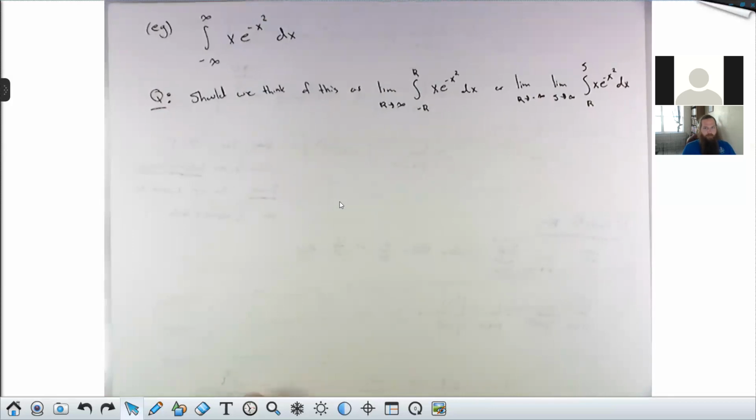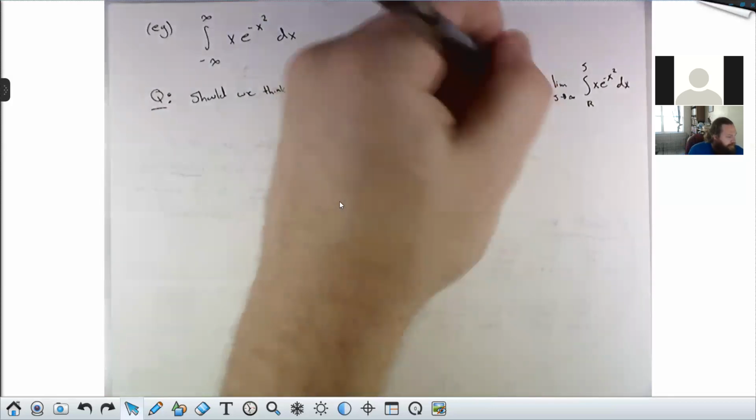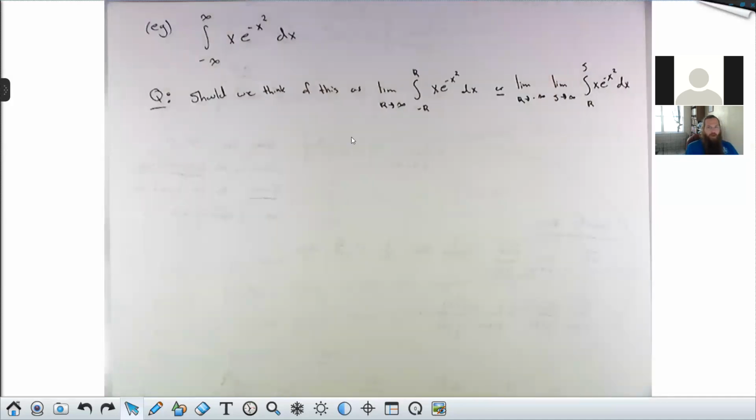That's sort of the question. I think there's a lot of appeal to this. I actually really like this. This is called symmetric integration. But for us, this is what we do. We split the integral up, actually, and then we give each one its own limit.